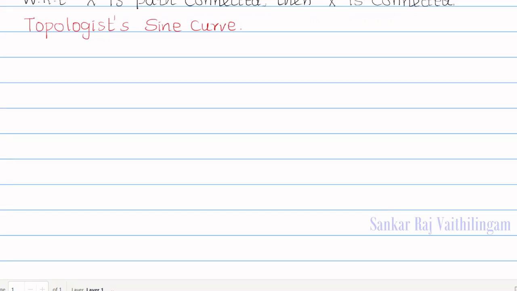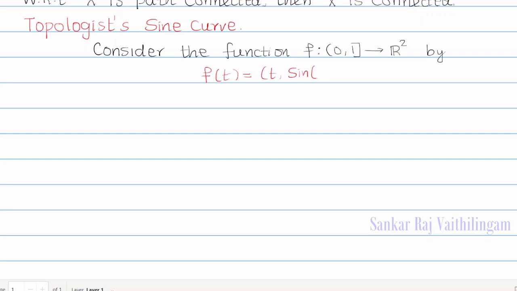Okay, how are we going to do this? First, consider the function. It is a function f from the interval (0,1] to R, defined in this manner: f(t) = (t, sin(1/t)), for all t belonging to (0,1].